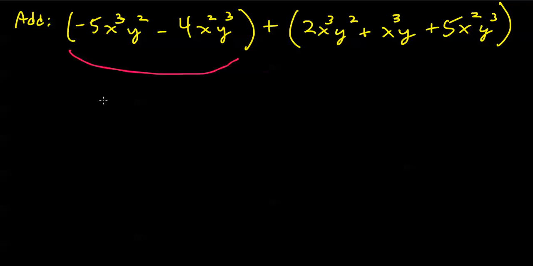This expression is a binomial because it's a sum of two monomials. This is a binomial of degree 5. Is it not?